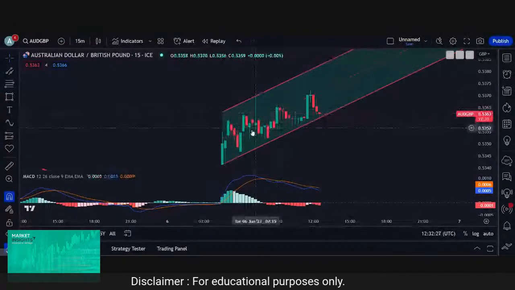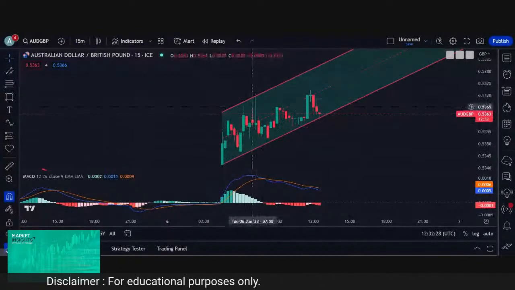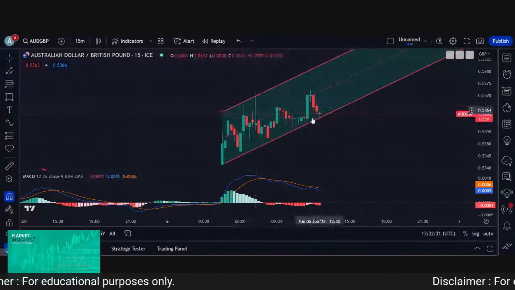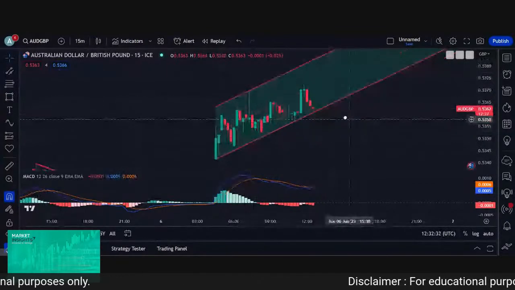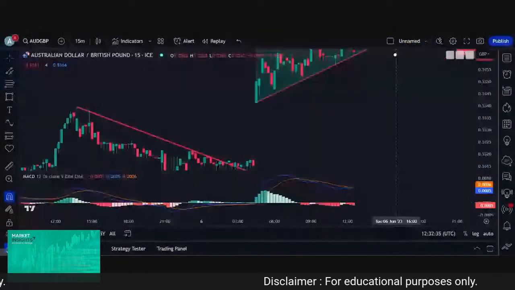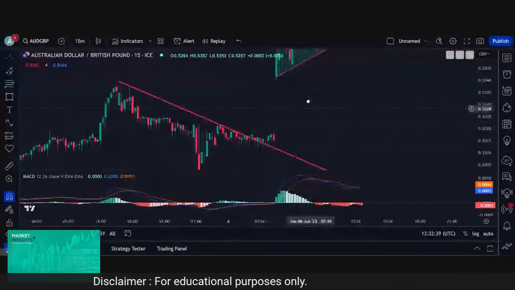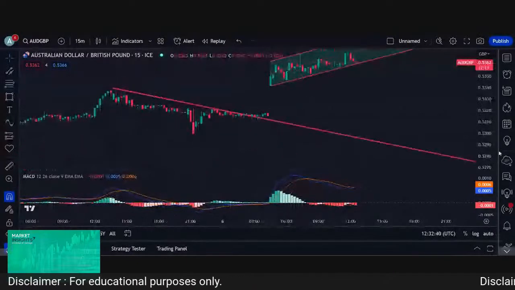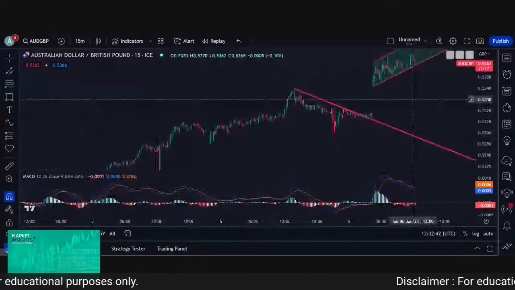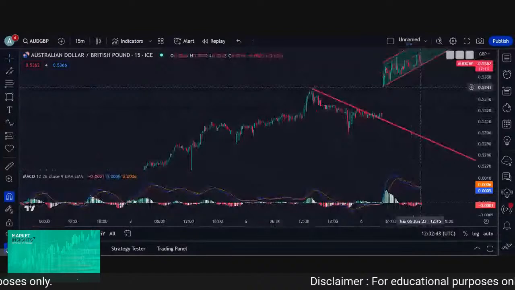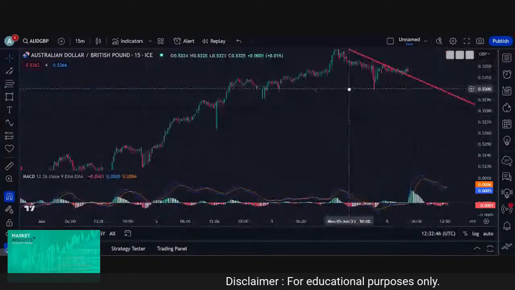So what we see is a proper parallel channel here. Parallel channel and upside momentum is there after a gap up. You have to count in this gap up as well, and look at this scenario, how it is moving upside. There might be some candles which will not look very okay to your eyes.